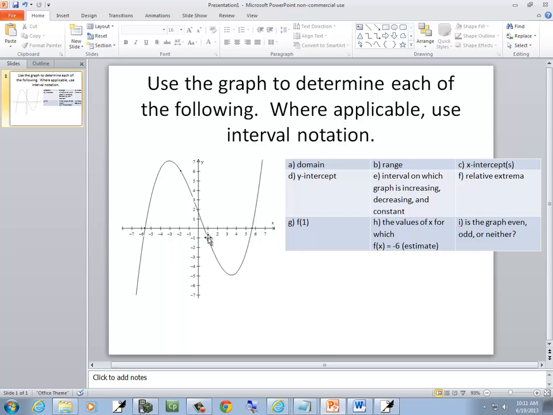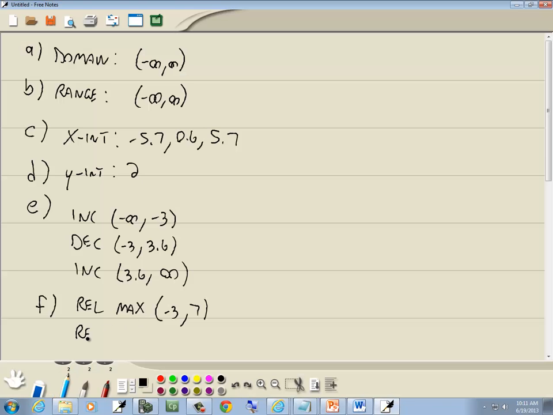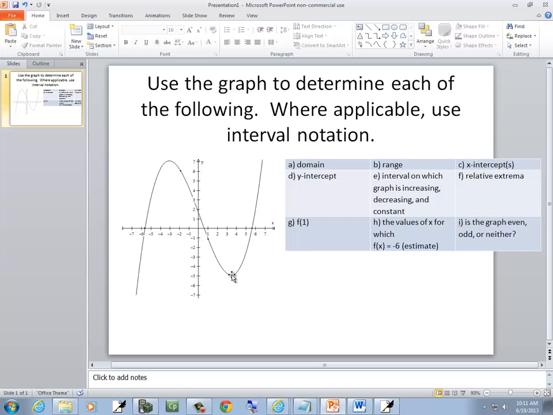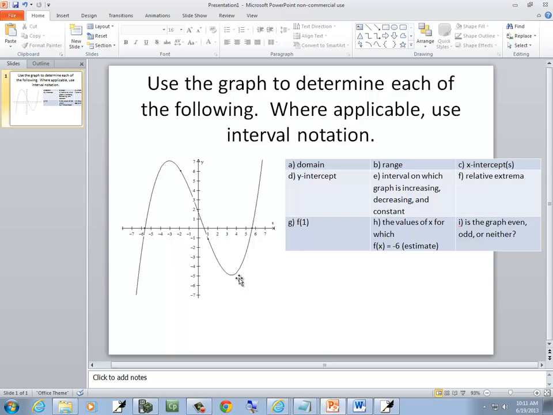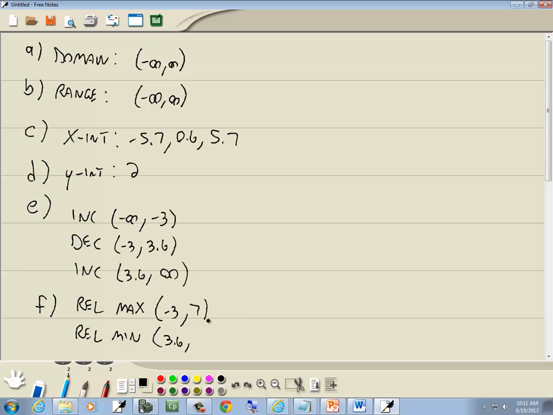Then it's decreasing, and here it changes to increasing, so that's going to be a relative min. This will occur at about 3.6, we said. And the y value, if I go over, looks like roughly negative 5. So that'd be the point where we have the relative min.